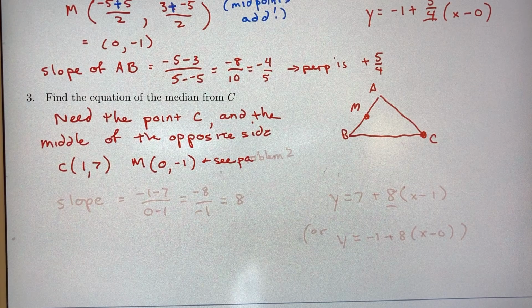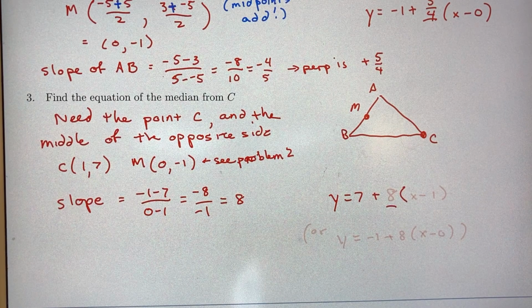Oh, problem 2. Okay, so the slope is 8. So we just y equals, you can use either point. Since this time I'm given 2 points, I can use C. Again, I always fill in the slope afterwards. Okay, and 8 is the slope.